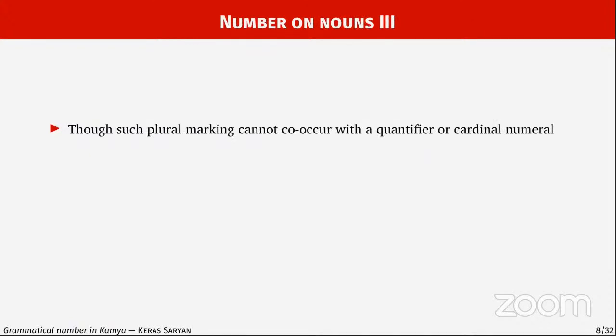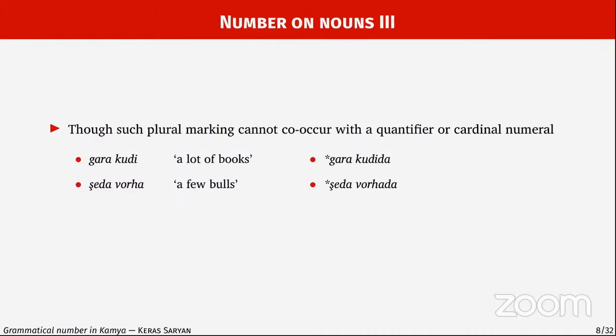Now, this plural marking is not allowed with a quantifier or cardinal numeral. So in a phrase like gara kudi, a lot of books, you can't have gara kudida. Same with sheda vorha. For a few bulls, you can't have sheda vorhada. And 3 children has to be is chulu rather than is chuluda.